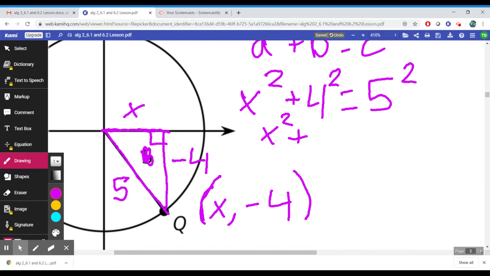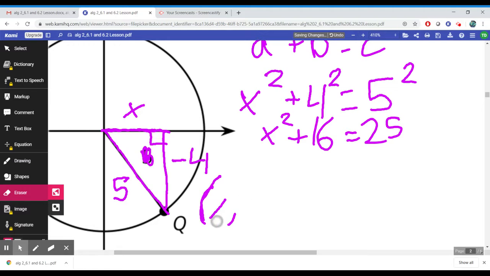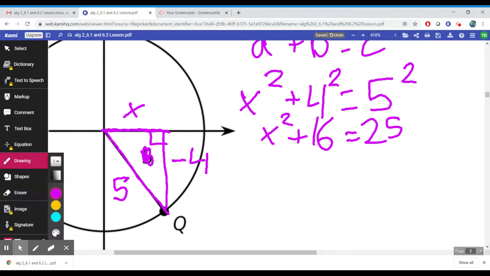So 4 squared is just 16. 5 squared is 25. So we have x squared plus 16 equals 25. I'm going to go ahead and erase this to make a bit of space down here. I want to solve for x, so I'm going to have to subtract 16 from both sides to get x by itself. So the positive and -16 cancel each other out. We'll have x squared is equal to 9.